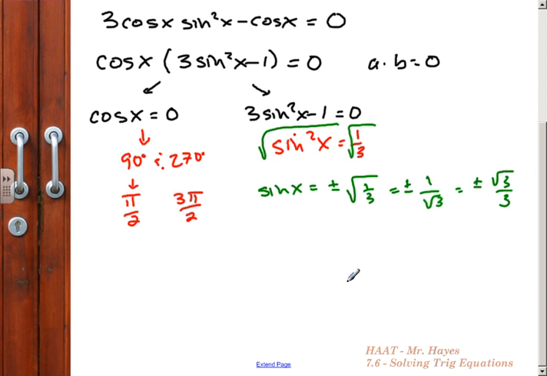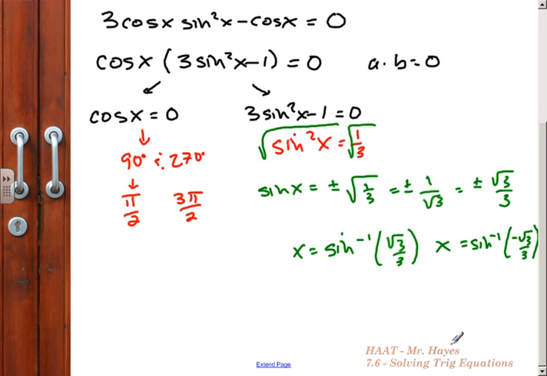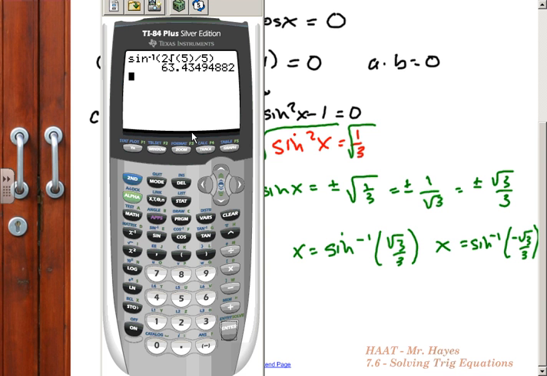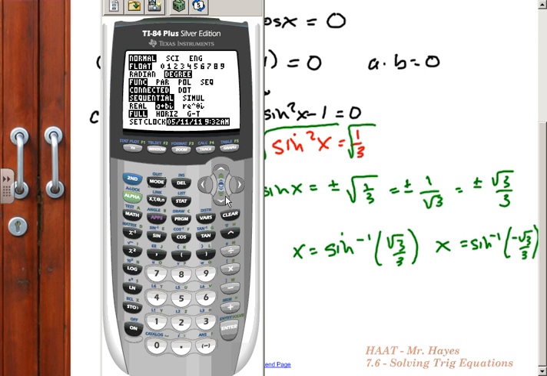Now if this was a tangent, that would be significant to be on your unit circle. When it's not a tangent, you're going to have to go through and use your calculator, which again is fine. That means x is going to equal the inverse sine of square root of 3 over 3, and x is going to equal the inverse sine of negative square root of 3 over 3. So, calculator out. Make sure you're in the right mode. We are now doing radians, so we need to go to radians.